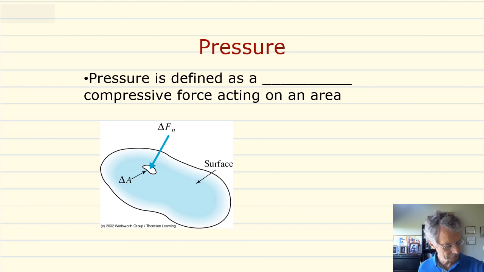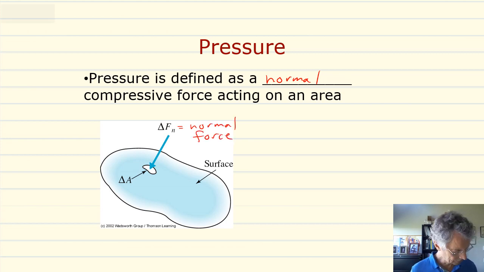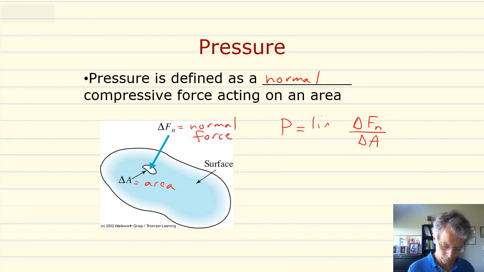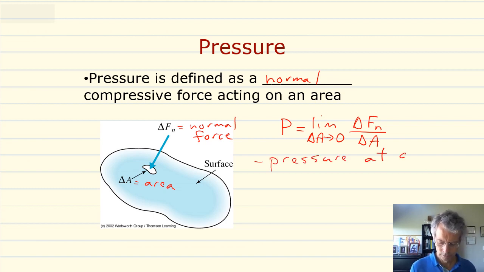Pressure. So pressure is defined as a normal compressive force acting on an area. So again, a similar diagram here, but now we are concerned with the normal force. It's acting over our little differential area. And so the definition of pressure at a point is the magnitude of that little differential force acting on that differential or small area. And we have to shrink it to 0 if we want the pressure at a point. Okay, so this is pressure at a point.